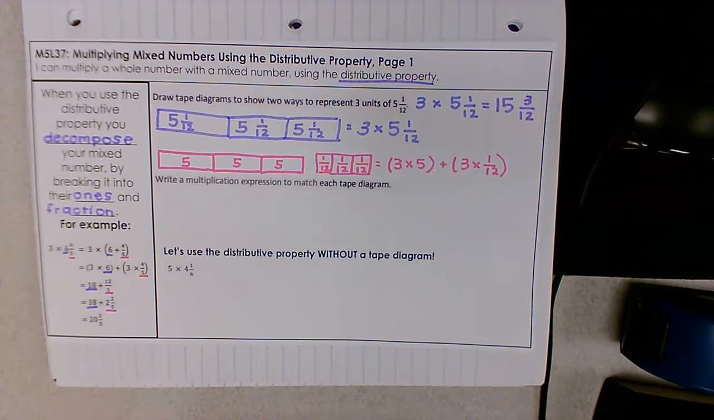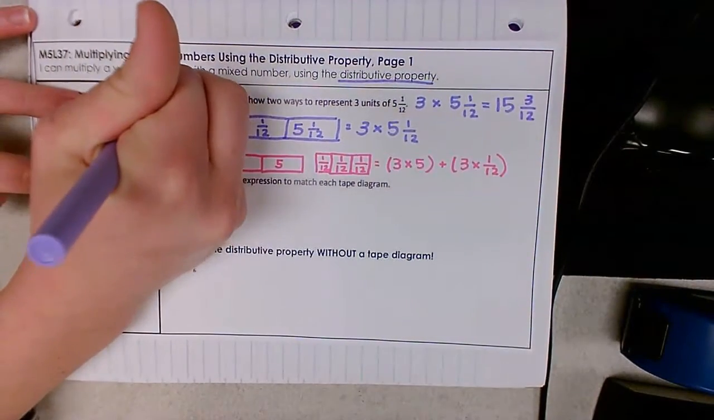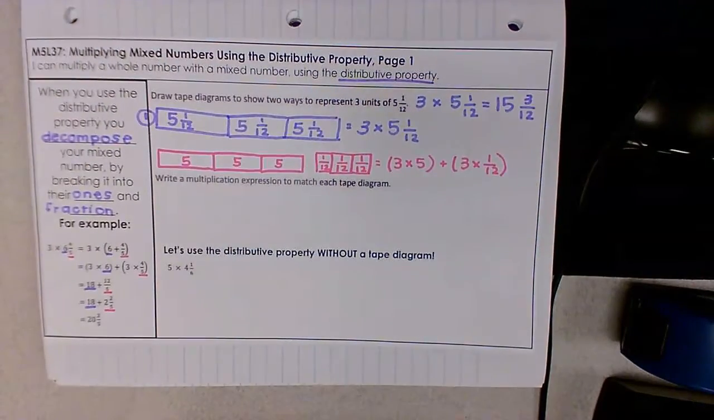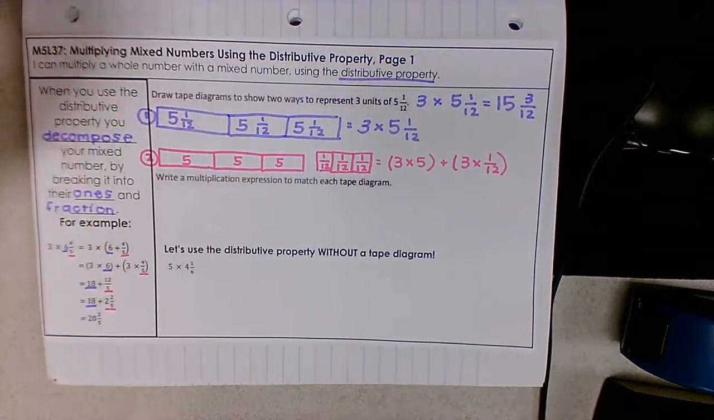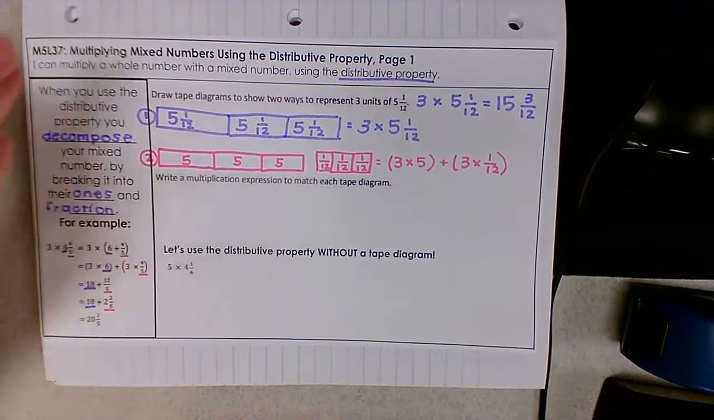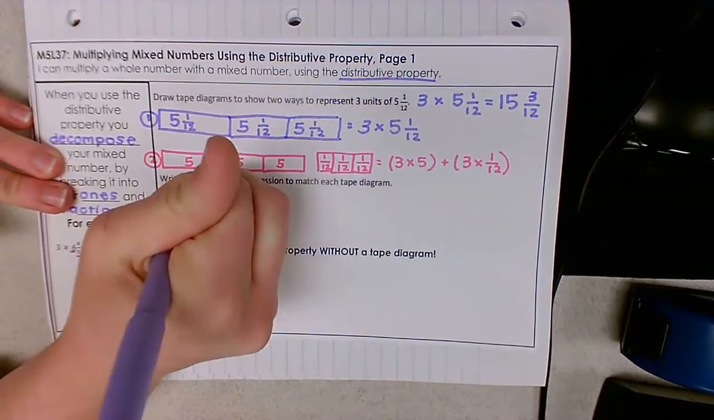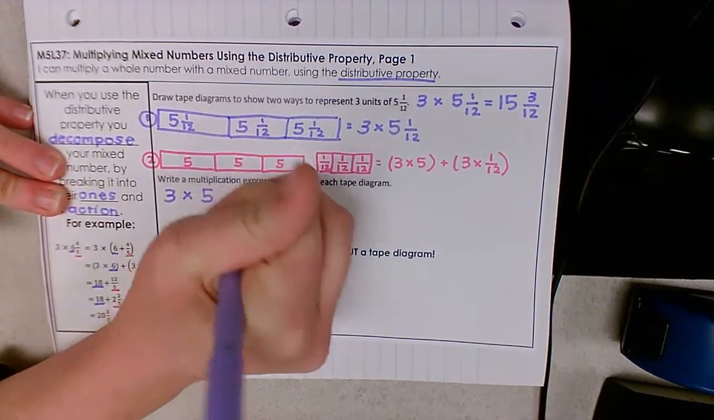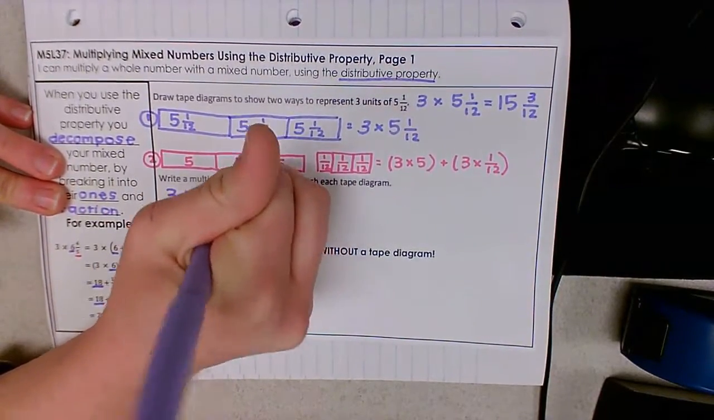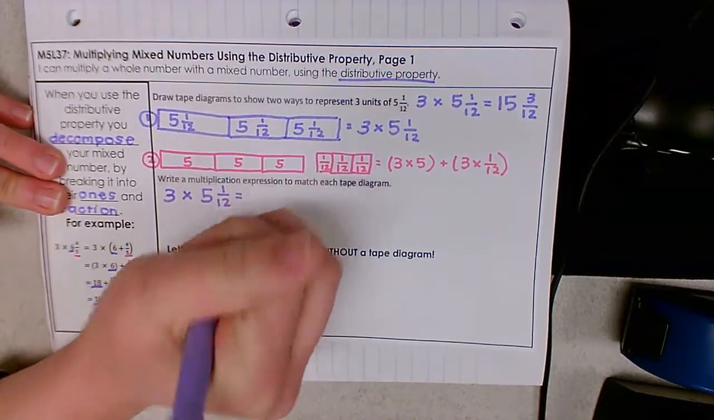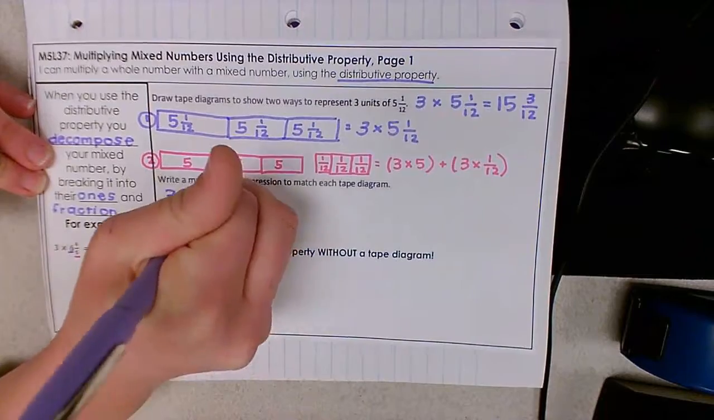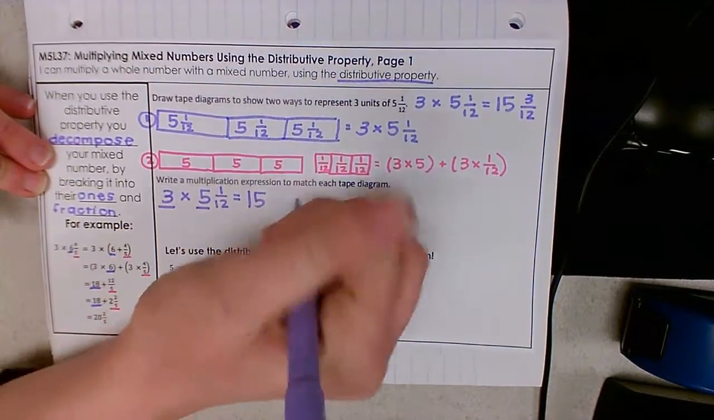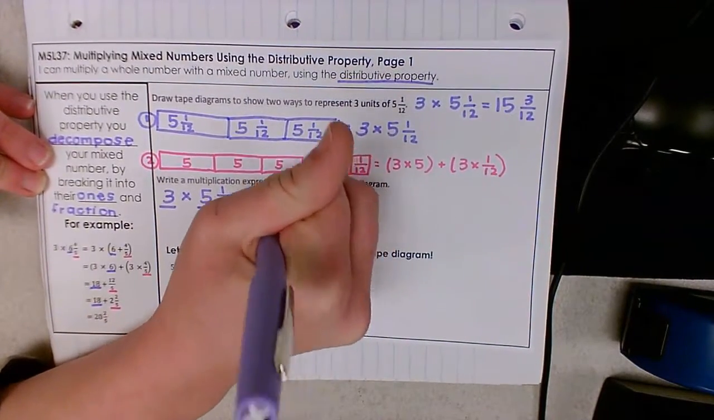Write a multiplication expression to match each tape diagram. Well, that's kind of what we did already. Let's call this tape diagram 1, and we'll call this tape diagram 2. Our expression for tape diagram 1 would be 3 times 5 and 1/12, which gives us 15, because 3 times 5 is 15, and 3 times 1/12 is 3/12.